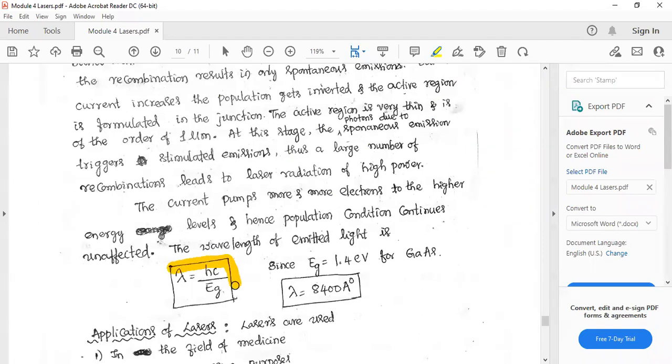The expression for wavelength is very simple. Wavelength is equal to hc by E. I hope you remember E is equal to hc by lambda, or lambda is equal to hc by E. If we use gallium arsenide, which has an energy gap of the order of 1.4 electron volt, you will get lambda equal to 8400 angstrom, infrared region near to the visible red region.